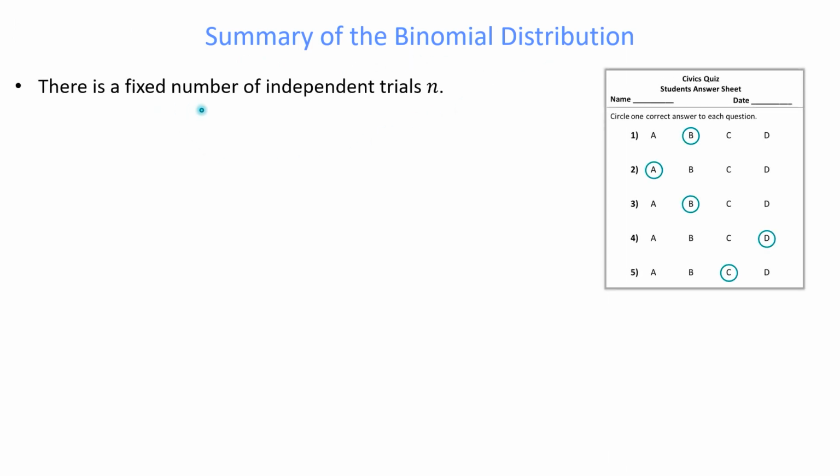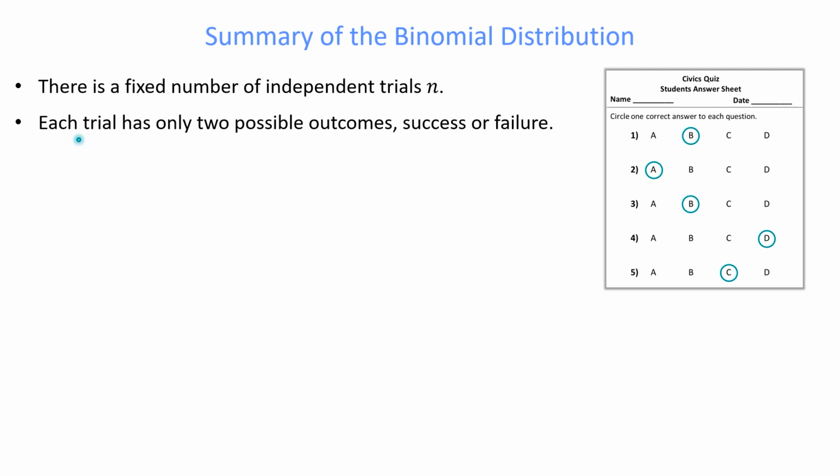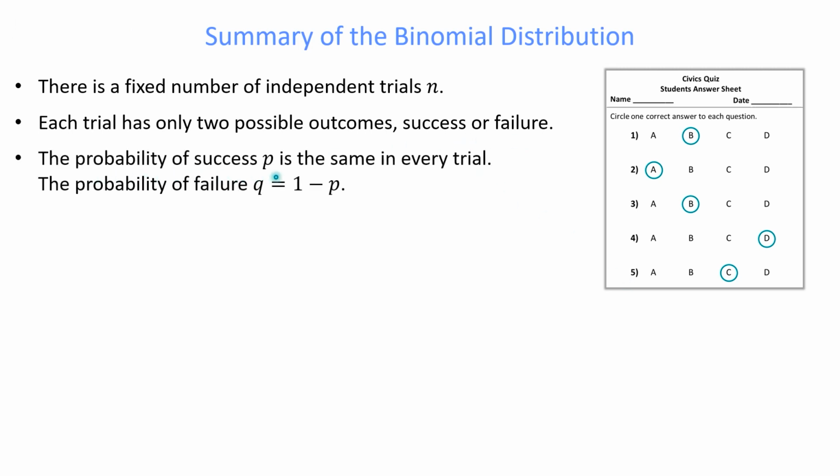Now, just to summarise what we've learnt about the binomial distribution in this lesson, we have to remember there has to be a fixed number of independent trials n. So in this example, we have 5 fixed questions, or 5 independent trials, we can think of this as. Each trial or each question has only 2 possible outcomes, success or failure. So for each of these questions, the answer will either be correct or incorrect, so success or failure. The probability of success, p, is the same in every trial. So in this case, the probability of getting the correct answer is 1 out of 4, and it's the same for each one of these questions.